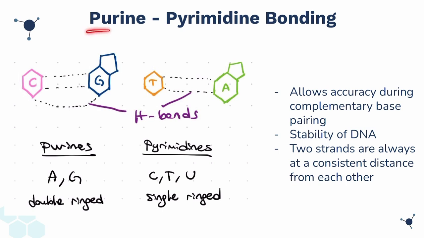Now we have purine to pyrimidine bonding. Nitrogenous bases are grouped into two, purines and pyrimidines. Purines include adenine and guanine, while pyrimidines include cytosine, thymine, and uracil. Their difference is the number of their rings. For example, guanine and adenine are double-ringed structures, as you can see in the drawing, while pyrimidines are single-ringed, like cytosine and thymine here. This bonding allows accuracy during complementary base pairing. It stabilizes the DNA structure, and the two strands are always at a consistent distance from each other.